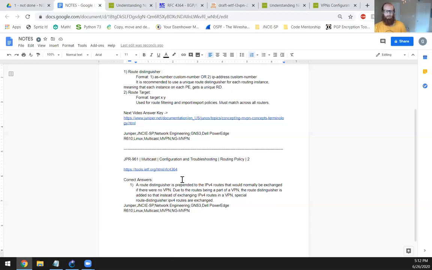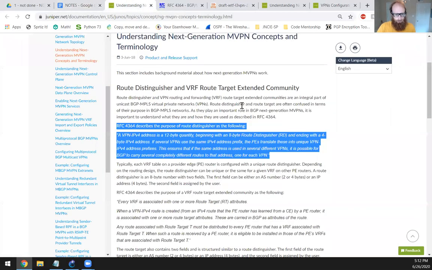Okay, so I think that's a better explanation. It doesn't have a format. The format's easy, but yeah, this you can see was a very unclear definition. This is much more clear, so that's definitely a correct answer. Let's see if we can get one for the route targets.